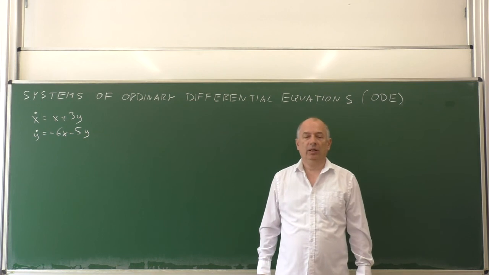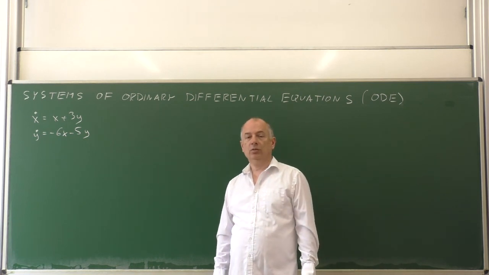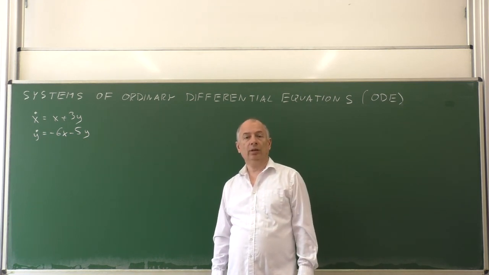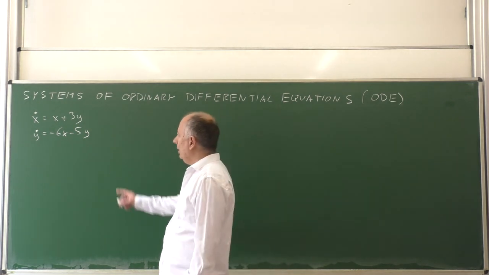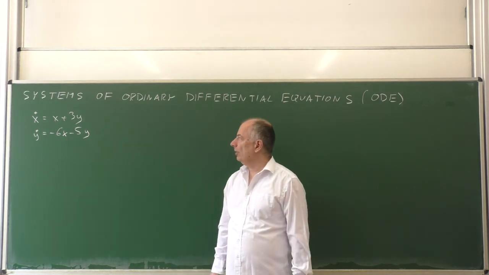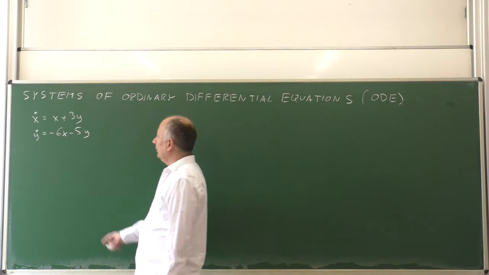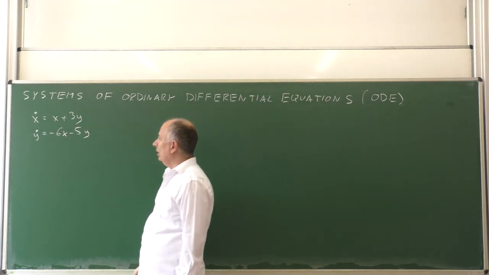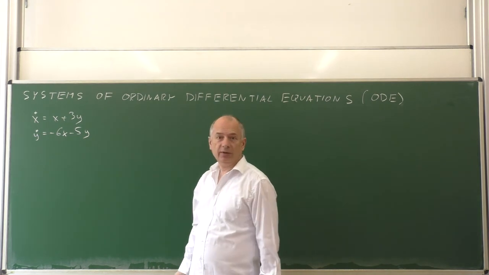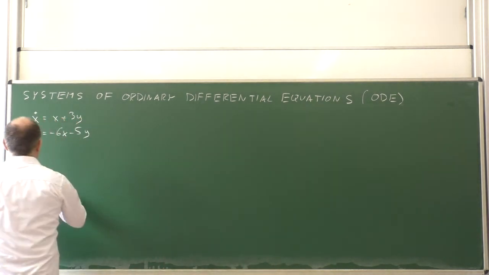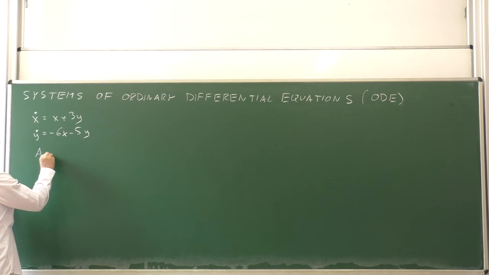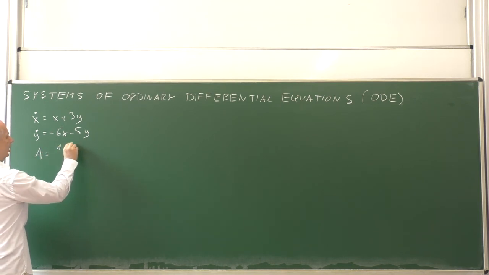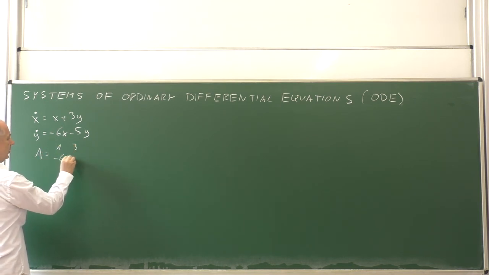We may have a problem that a given matrix has no real eigenvalues, only imaginary eigenvalues. Let me illustrate this case by the following example. x derivative is x plus 3y, and y derivative is minus 6x minus 5y. So we write the matrix A, which is in this case 1, 3, minus 6, minus 5.